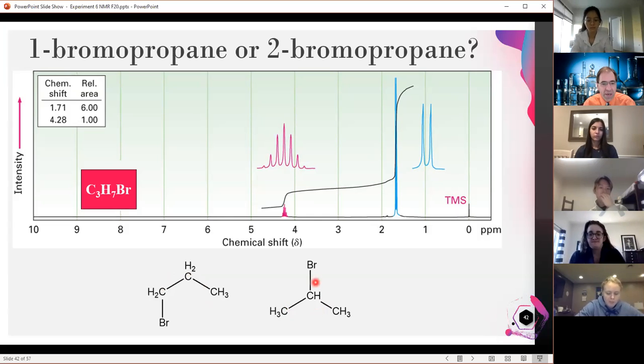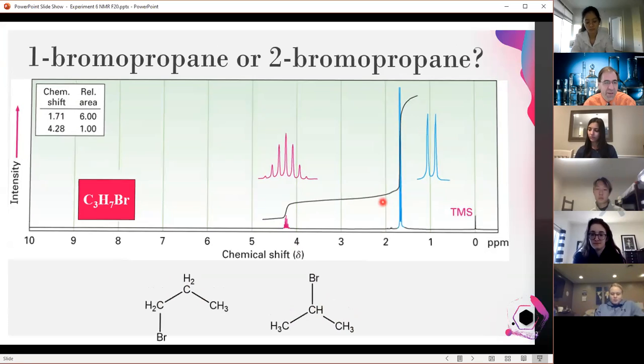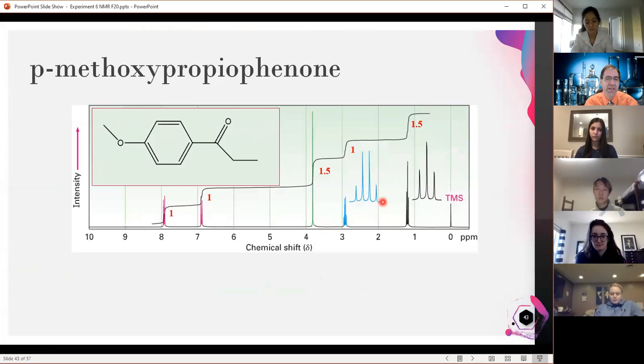Likewise, the integration here should be 1 to 6. And the splitting, this should be a septet, that should be a doublet. In fact, it's the pattern I just showed you a moment ago. And then we get that. Okay, all right, so there's something real with it. Let's look at another one here.